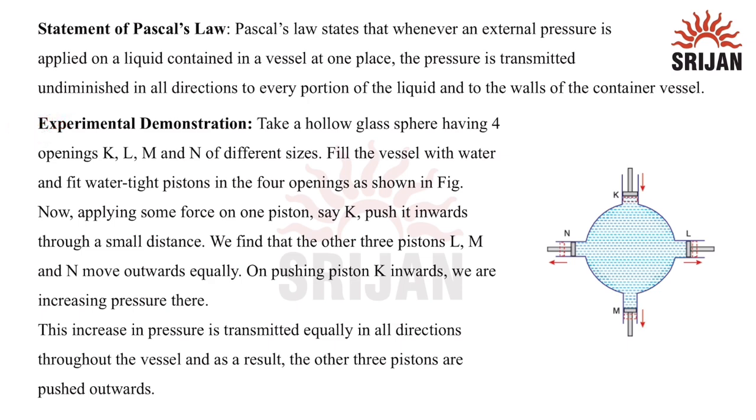So, we take a hollow glass sphere having four openings, that is K, L, M, N, of different sizes. Fill the vessel with water and fit a watertight piston on all the four openings as shown in this particular figure. Now applying some force on one piston, let's say K, we push it inwards through a small distance. We find that the other three pistons, that is L, M and N, move equally outwards.